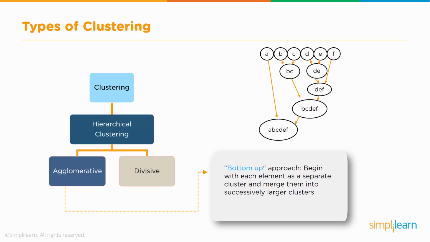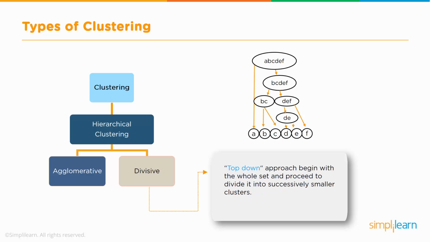Agglomerative clustering is a bottom-up approach. We begin with each element as a separate cluster and merge them into successively larger clusters. So for example, we have A, B, C, D, E, F. We start by combining B and C to form one cluster, D and E form one more. Then we combine D, E, and F into one more bigger cluster, and then add B, C to that, and finally A to it.